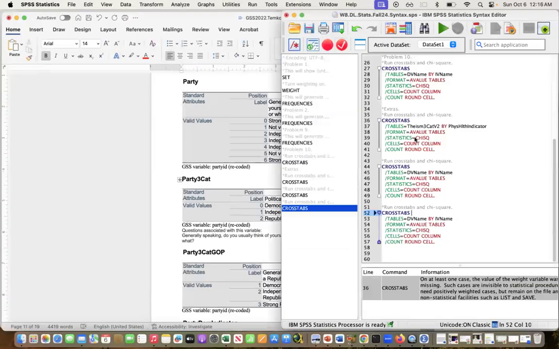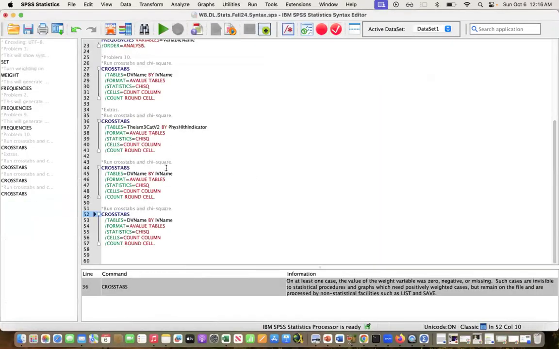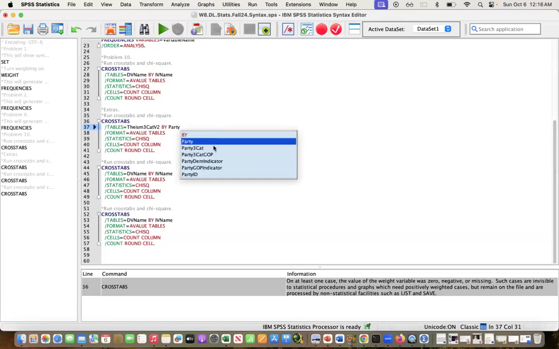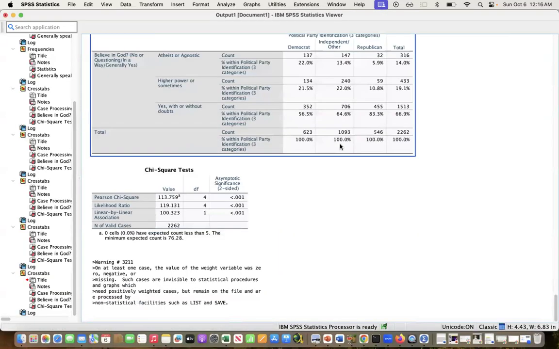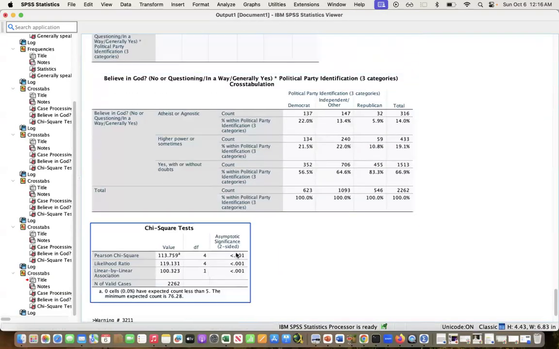So let's go back to my syntax and put that in. Again, I could rewrite them here. I'm just going to use this because there's less to rewrite. Okay. So here we can see that, yes, we're over 99.9% confident that there is a relationship.